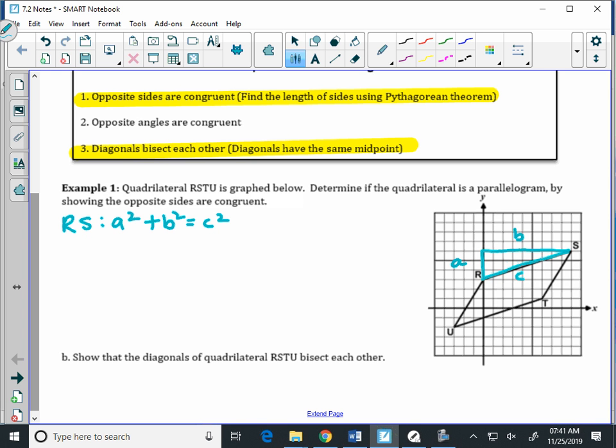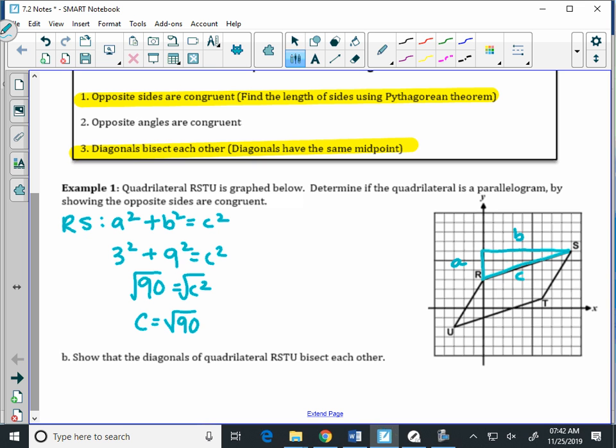When we count, what's the length of our A? 3. So it's 3 squared. What's the length of our B? 9. And what is 3 squared plus 9 squared? So 90 equals C squared. And then what do we have to do to both sides to get C by itself? Again, you don't have to simplify that. You don't need to plug it in your calculator. You can leave it in radical 90. That's totally fine.